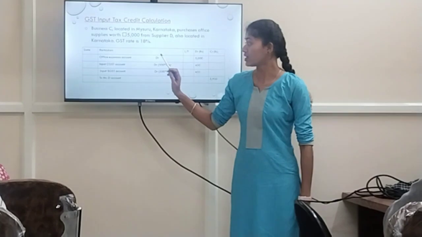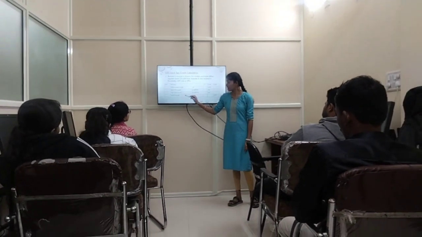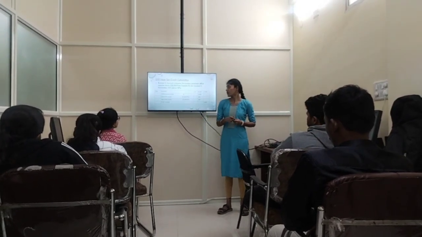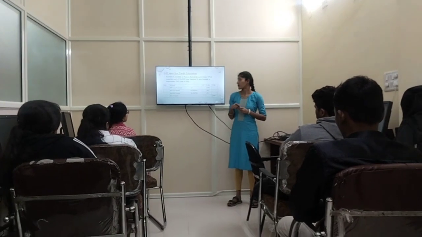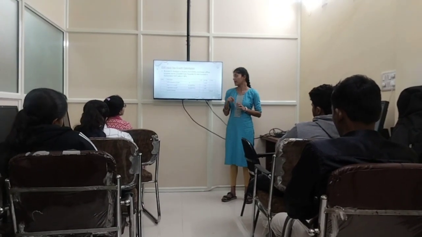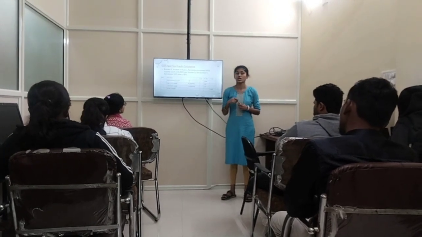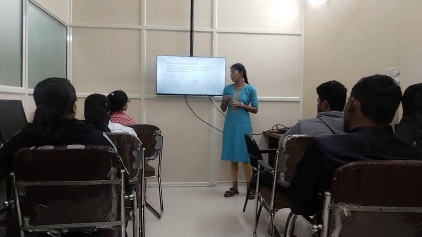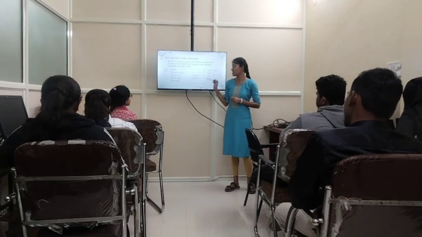And journal entries are: office expenses account debit, input CGST account debit, input SGST account debit, to Mr. D account. Office expenses account is debited because it is an asset. When the asset is increased, it is to be debited. Input CGST and input SGST are debited because they are assets to the business.